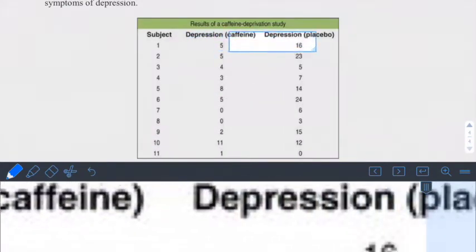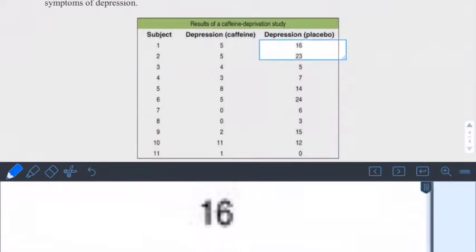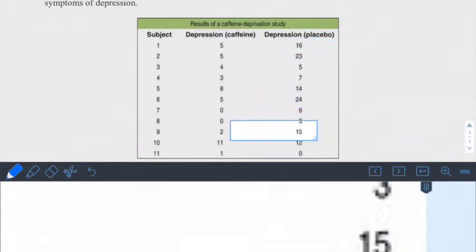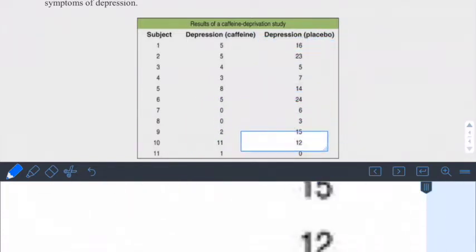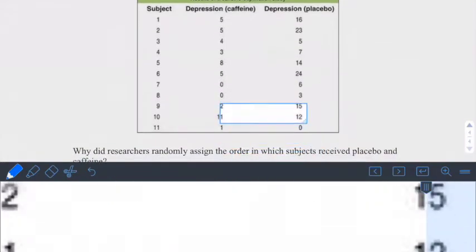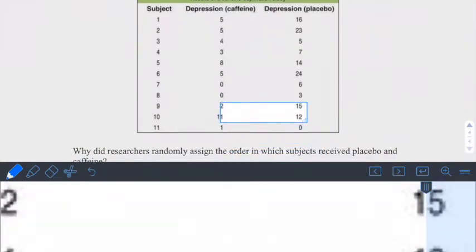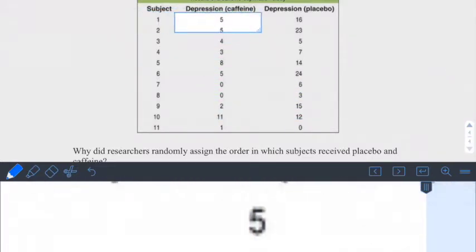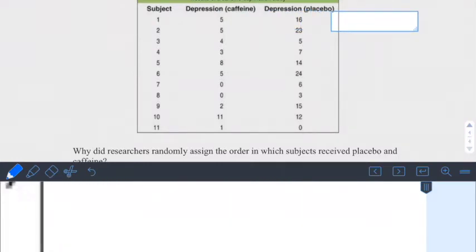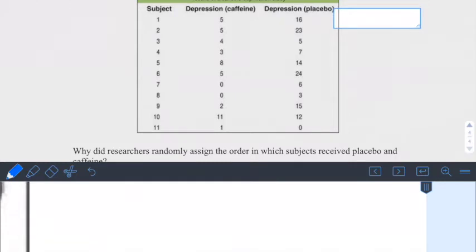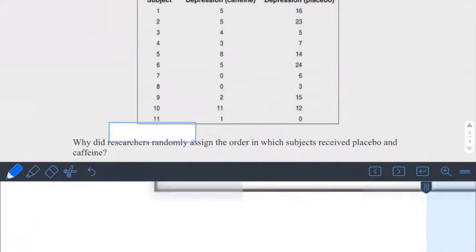So it looks like, just looking at this data, they are more depressed on this placebo than they were on the caffeine. So we're looking for a change, and this is a matched pairs test. Remember, matched pairs is when both treatments are given to each subject. So we want to look at the difference in depression. So if I want to subtract these, I can use my calculator to do all of this.